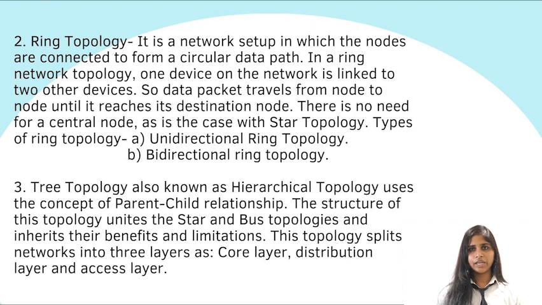Now coming to the tree topology, it is also known as hierarchical topology, which uses the concept of parent-child relationship. The structure of this topology unites the star and bus topologies and inherits their benefits and limitations. This topology splits networks into three layers: core layer, distribution layer, and lastly access layer.